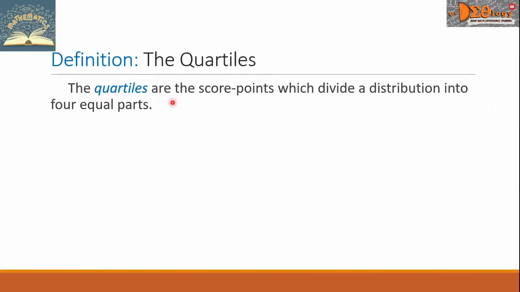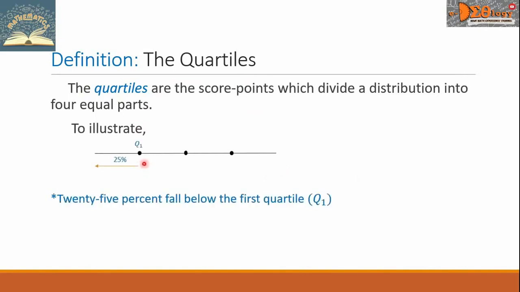The quartiles are the score points which divide a distribution into 4 equal parts. To illustrate, I have here a line representing the distribution. The first quartile is here, denoted by Q sub 1. We say that 25% of the distribution fall below the first quartile.